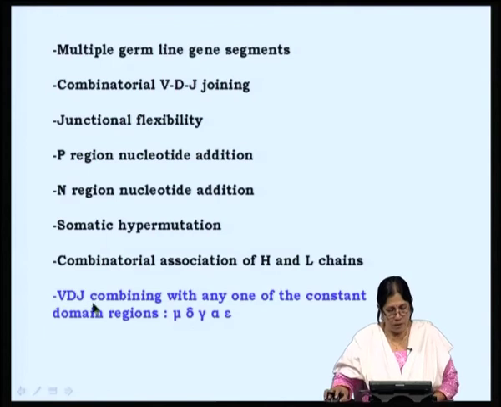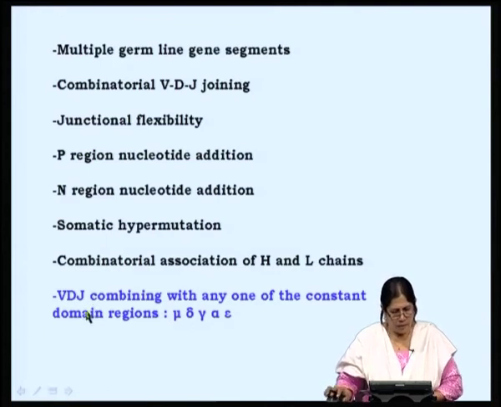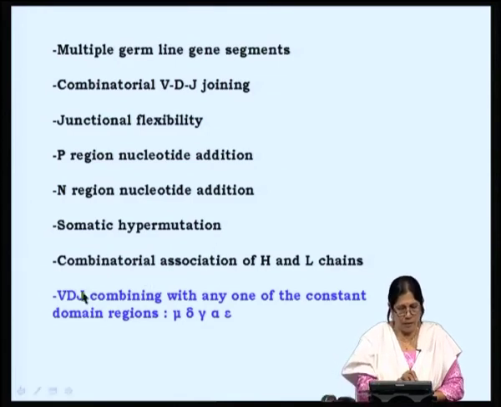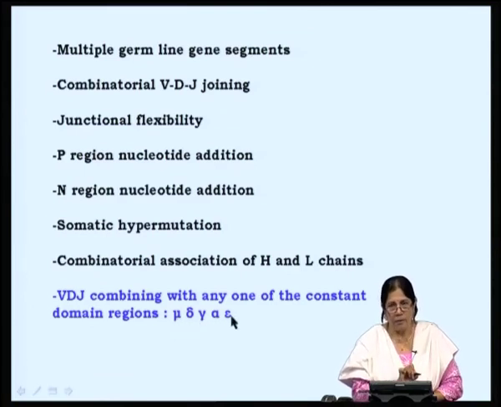Now, I would like to mention finally that we do have the VDJ, which is already combined, maybe it has undergone mutation, affinity maturation. This does combine always with the mu constant domain and simultaneously with the delta constant domain. But those B cells which are T cell dependent can undergo class switching, and in them the recombined VDJ can associate with any one of the other 5 classes of immunoglobulin, the gamma, alpha, epsilon.